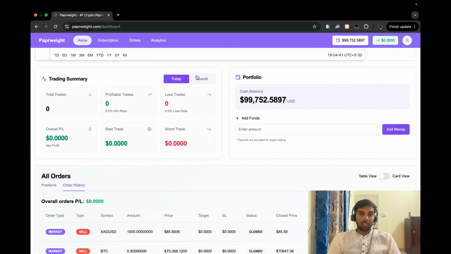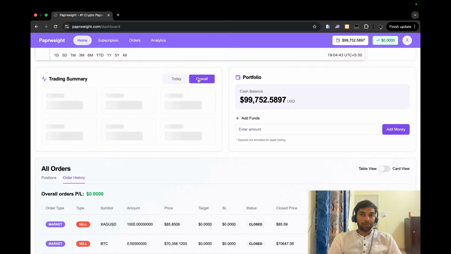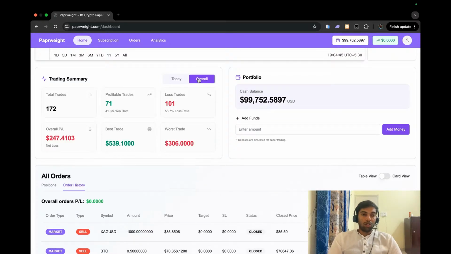Let's see what the overall picture looks like. A total of 172 trades have been traded by me: 71 profitable trades and 101 loss trades. This is the overall PNL. This is the best trade and this is the worst trade.